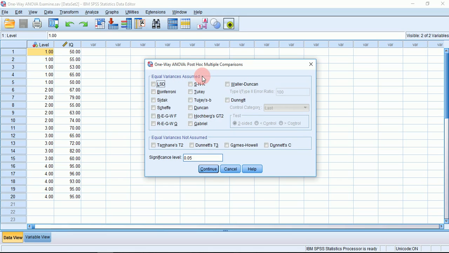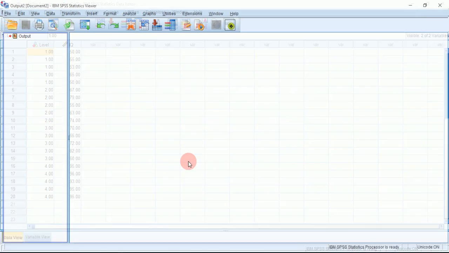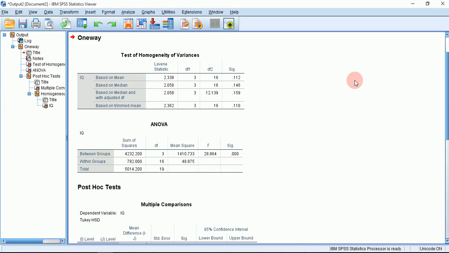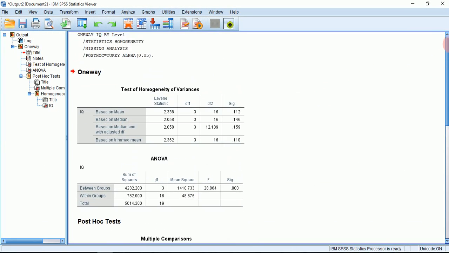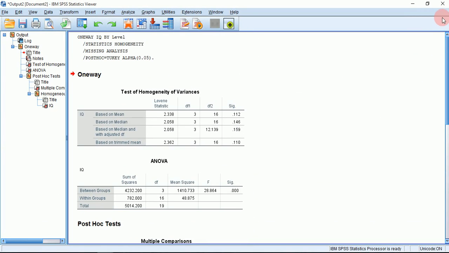And here there are a number of options. You can check any of these options, but I'm choosing only the 2 key ones here, and then click on continue, and lastly click on OK from the one-way ANOVA dialog box. Here is the outcome window. You will find several outcome tables here, and you will firstly find the homogeneity of variance test table.